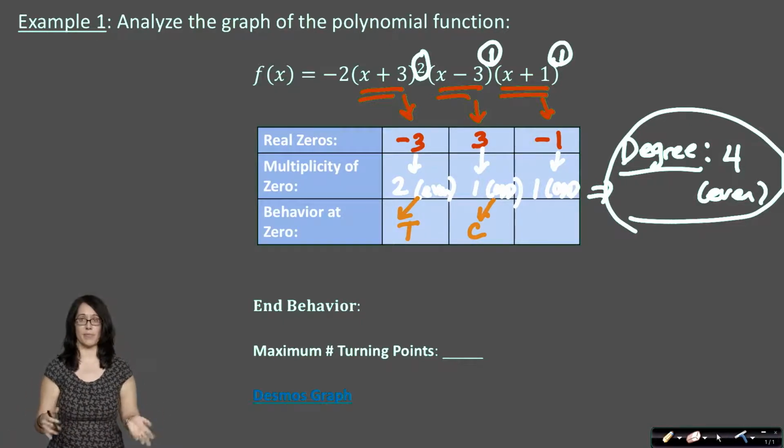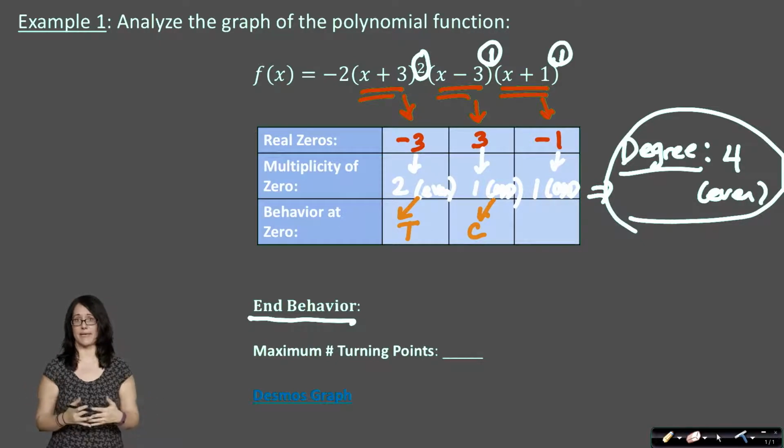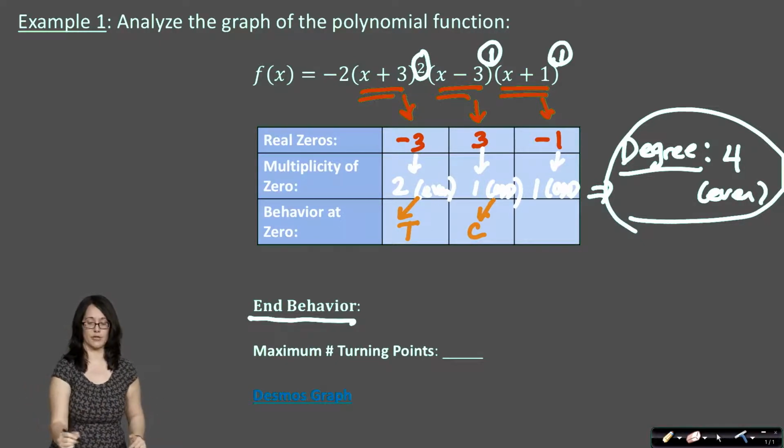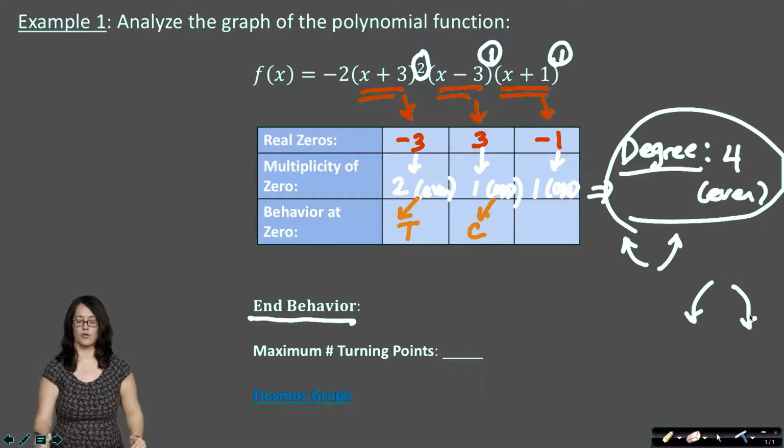It also helps me determine the number of turning points, up to 3 turns, and it helps me determine the end behavior, right? The end behavior is either going in the same direction or different directions at the extremes. If it's an even degree polynomial function, what should happen at the ends? Same direction. So it's either this situation where they're both increasing forever or this situation where they're both decreasing forever. So which of them would it be in this case?